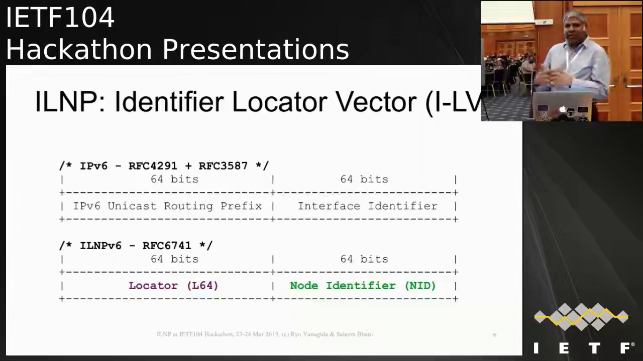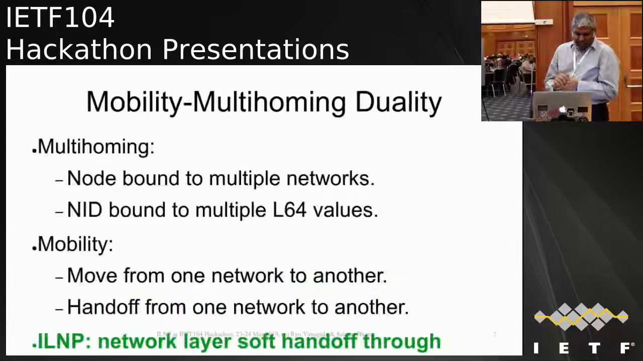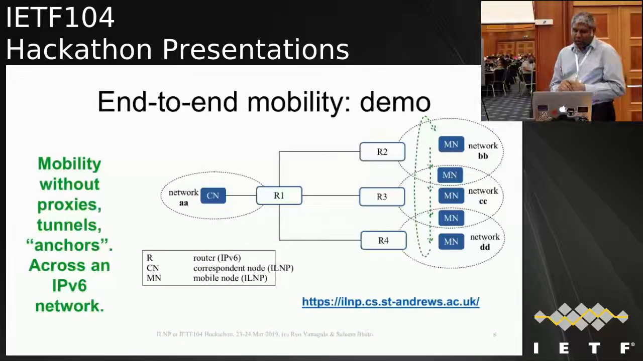And then the node identifier, which is the lowest 64 bits of the 128-bit IPv6 address space, that is used at the end system, so the end system stack has to be updated to recognize this split and to deal with the new semantics. So we have a demo, and it will be showing how mobility and multi-homing can be achieved together by binding a node to multiple networks through the dynamic binding between a NID and an L64 value. And we have mobility by having a node move between networks.